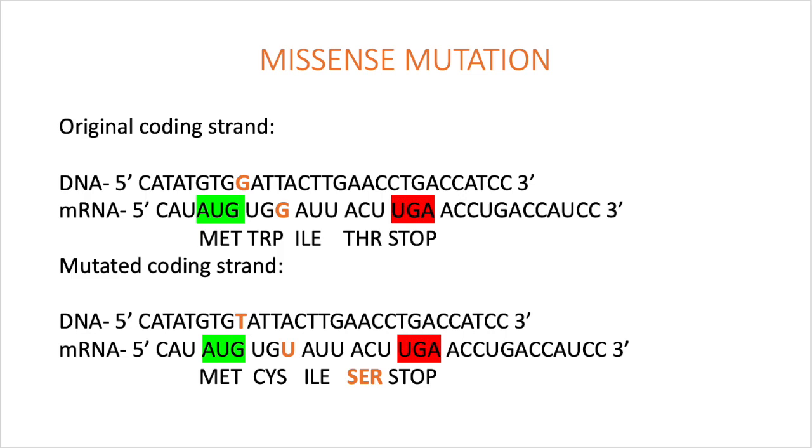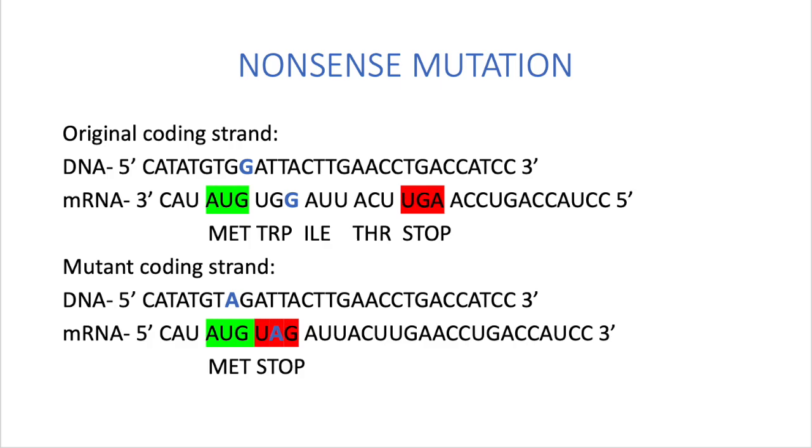The translation which the mRNA sequence gets changed into creates the proteins shown here. As you may have noticed, the serine that was created through this mutation type replaced the tryptophan which previously stood in its place. The next mutation will be a nonsense mutation.